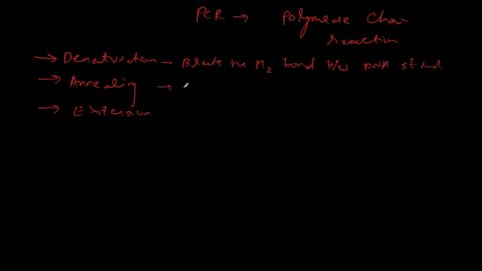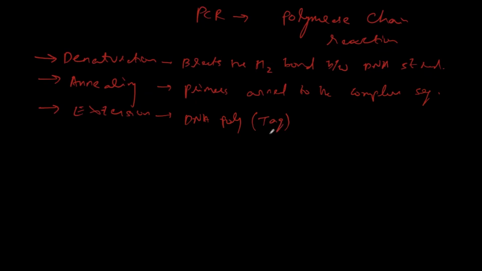Annealing is the stage where the primers anneal to the complementary sequence. Third, extension: here the DNA polymerase acts. In the case of PCR, we use a special type, that is Taq DNA polymerase, because it is very stable at higher temperature. So we use DNA polymerase to amplify our gene. This is the basic set of steps of a PCR.